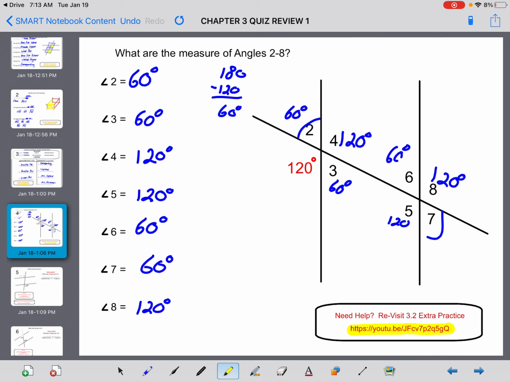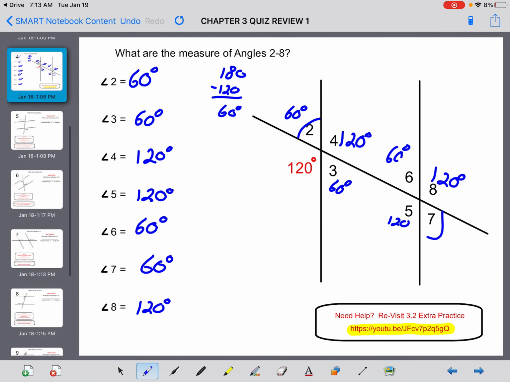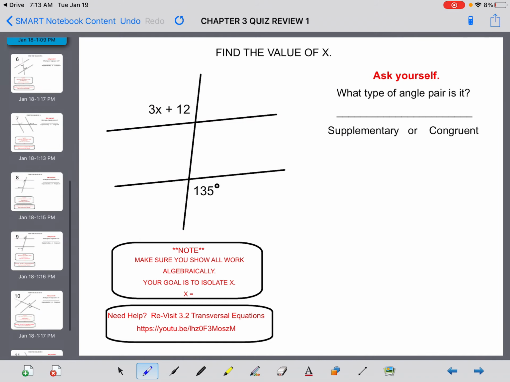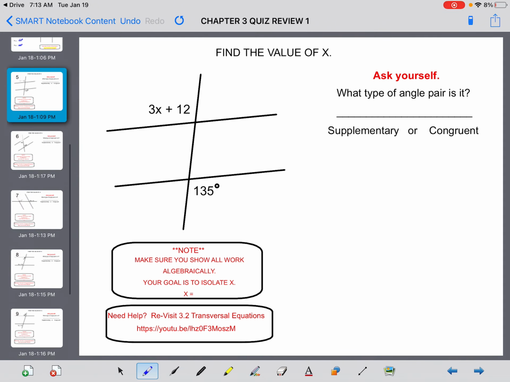If you need help, revisit 3.2 extra practice. For the remainder of these, I'm going to give you one of each style using each angle type, okay? And we need to solve for x.